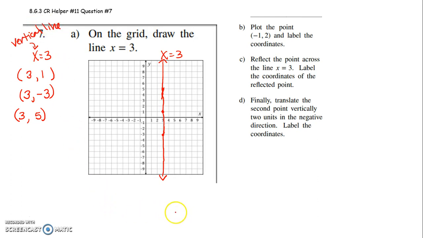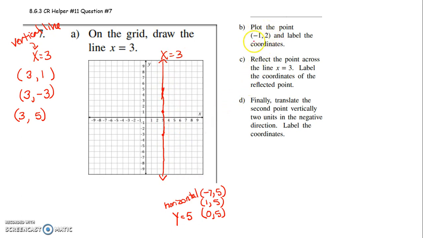Just so you know, if on your actual CR it's y equals, like I'm just making something up, like y equals 5, the points on that line would be like (0, 5), (1, 5), maybe (-7, 5), but the y must be 5. If it's y equals some constant number, that will actually be a horizontal line. I just want to make sure you know that. So x equals 3 is this vertical line here.